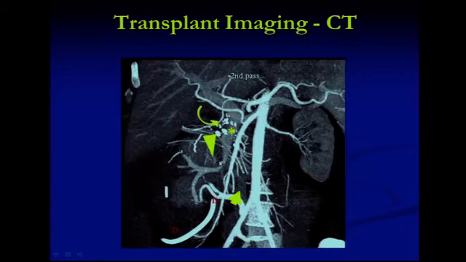This is another CT study that shows the portal enteric connection, where we have the portal vein of the pancreas transplant connected to the superior mesenteric vein of the recipient. You can see that the portal vein has filling from both the superior mesenteric vein as well as the splenic vein.